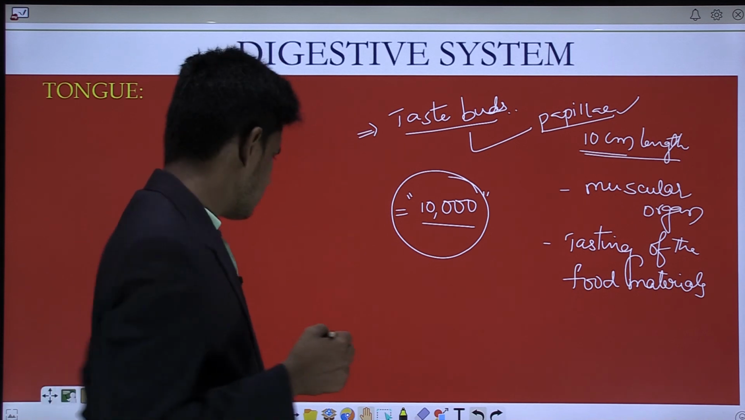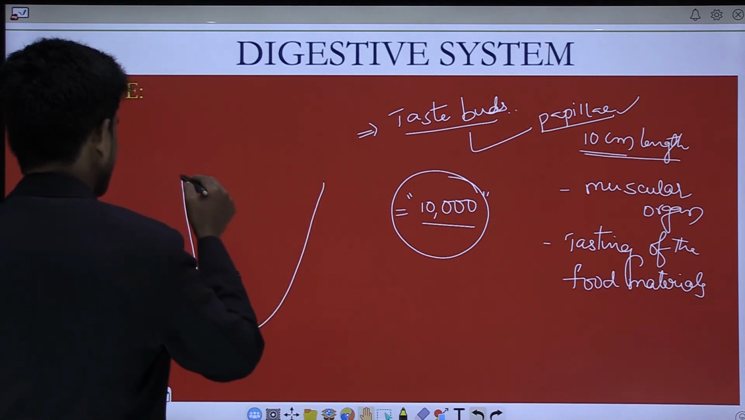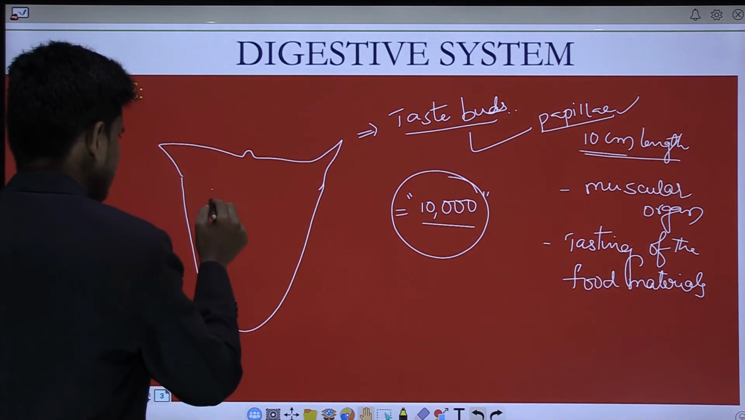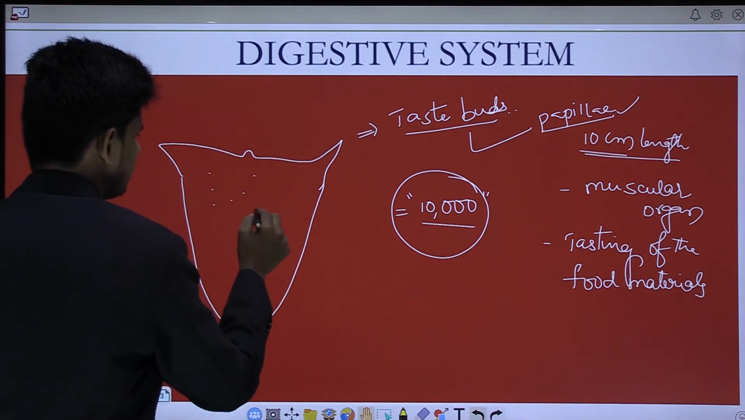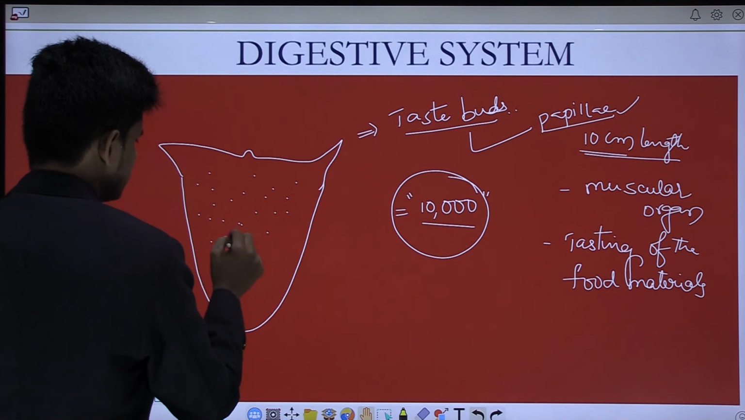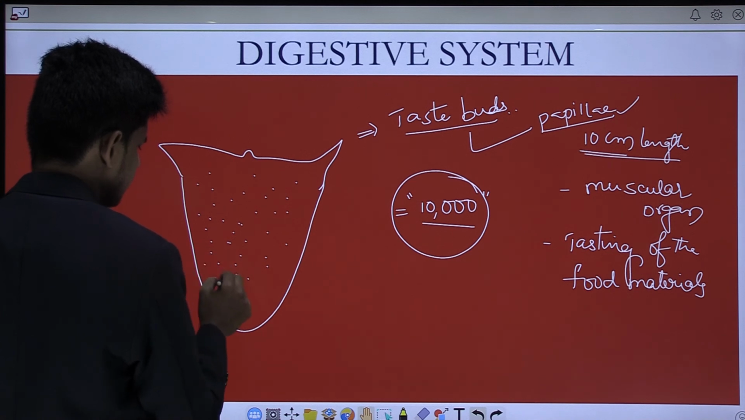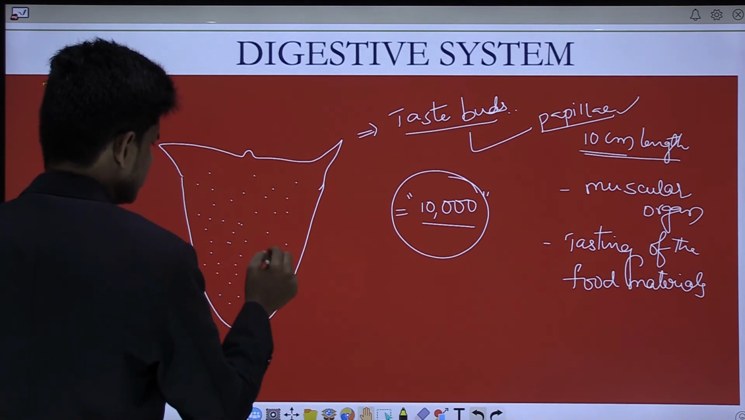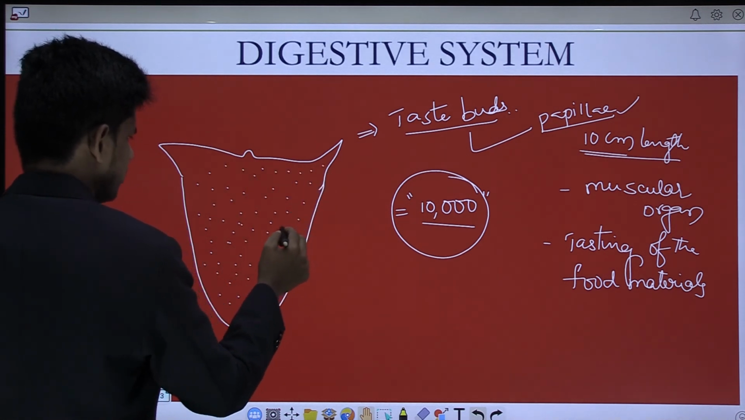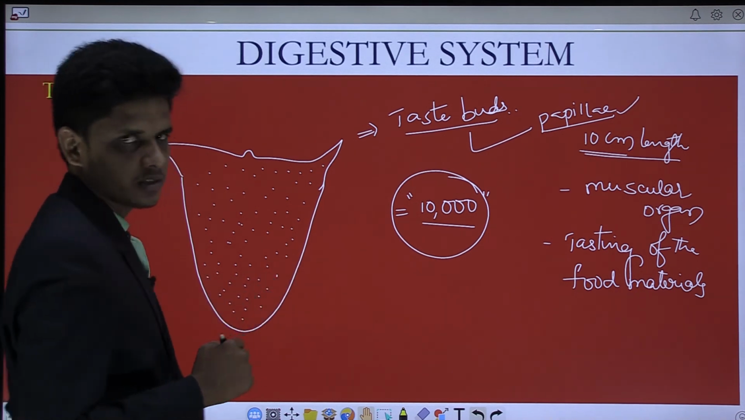For instance, if you observe the diagram of the tongue, this is the structure of the tongue, and you may observe the taste buds on the surface of the mouth. Here it also senses some special tastes, and there are some spots on the tongue where particular areas can identify a specific taste.